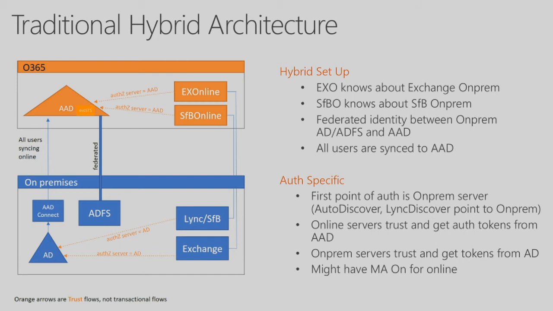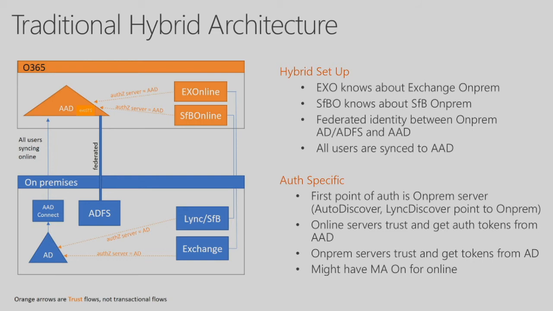Okay, here we go. So Exchange is in hybrid, so it knows Exchange Online and Exchange On-Prem know about each other. Same thing for Skype for Business, okay? The online servers trust AAD. That's what these orange lines are, trust lines, okay? So online trusts AAD. On-prem trusts on-prem identity, okay? And in a standard hybrid setup, you are syncing all of your users from on-prem to online, okay? And that's what they refer to as federation, as federated identity.